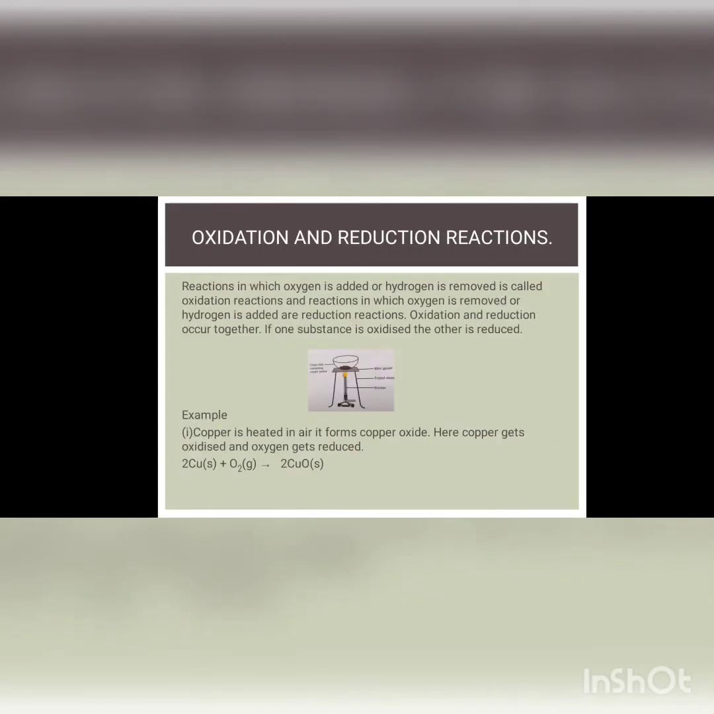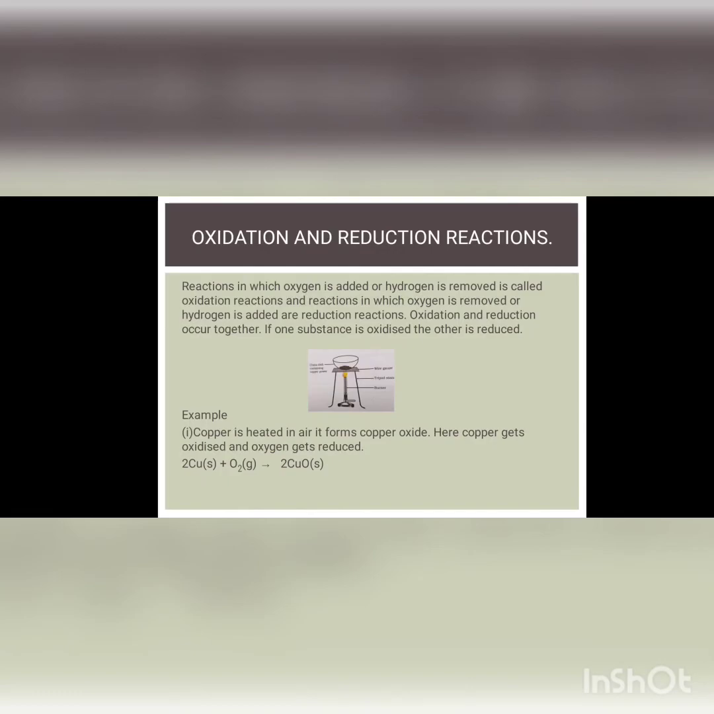Coming to oxidation and reduction reactions, these are reactions in which oxygen is being added or removed. When oxygen is being added or hydrogen is being removed, we call it an oxidation reaction. And when oxygen is being removed or hydrogen is being added, we call it a reduction reaction. Both of these reactions occur hand in hand.